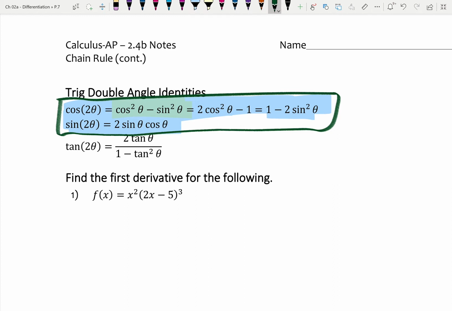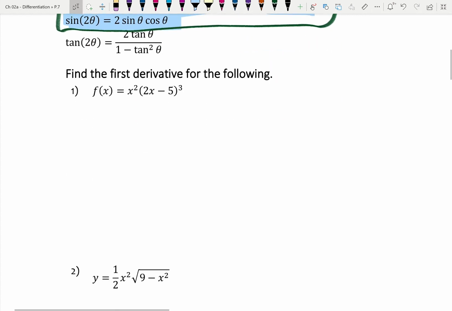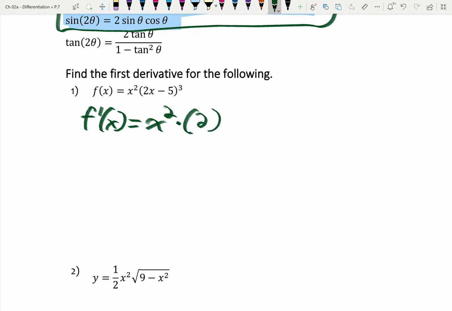But let's start. So the first example is going to be sort of the simplistic sense of when you have a product and the products are groups. So we've seen this before a little bit. We're going to do basic product rule on this. First times the derivative of the second, and the derivative of the second multiplies the derivative of the inner function, 2x minus 1. So that would be the 2, times the 3 times the 2x minus 5 squared.